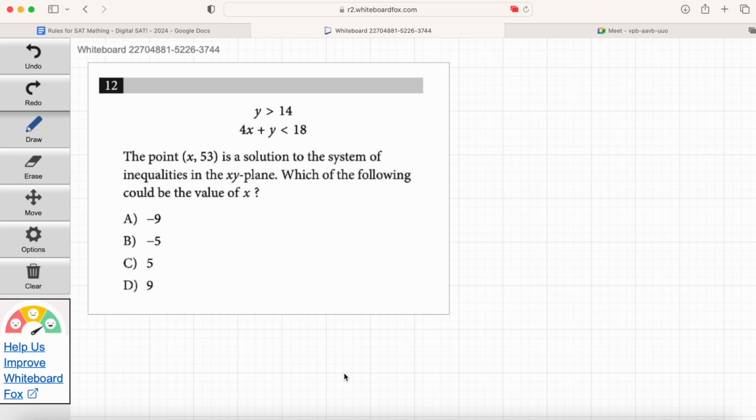I think you could, and I'm not certain, but I think you could plug in a 53 for y into the bottom inequality and solve for x, but then we have to take into account that y is greater than 14. I'm not certain, I'll be honest. I'm not sure how to solve that algebraically. Some students might be comfortable with it. We don't even need to go there because Desmos graphs inequalities. So let's open up Desmos.